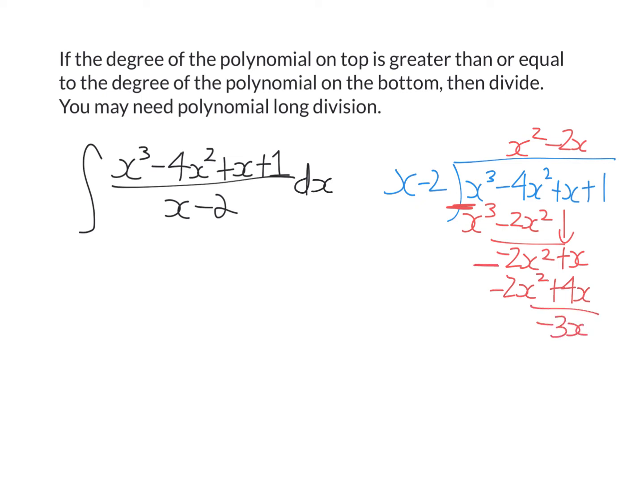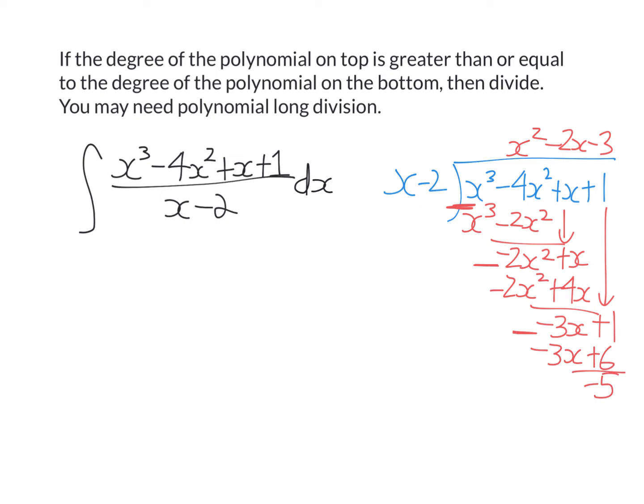Whenever we get a remainder, we divide by the leading term. So minus 3x divided by x is minus 3. So bringing this one down, and now we go minus 3 times x, and then minus 3 times positive 2. So when we subtract and get the remainder, we get minus 5.